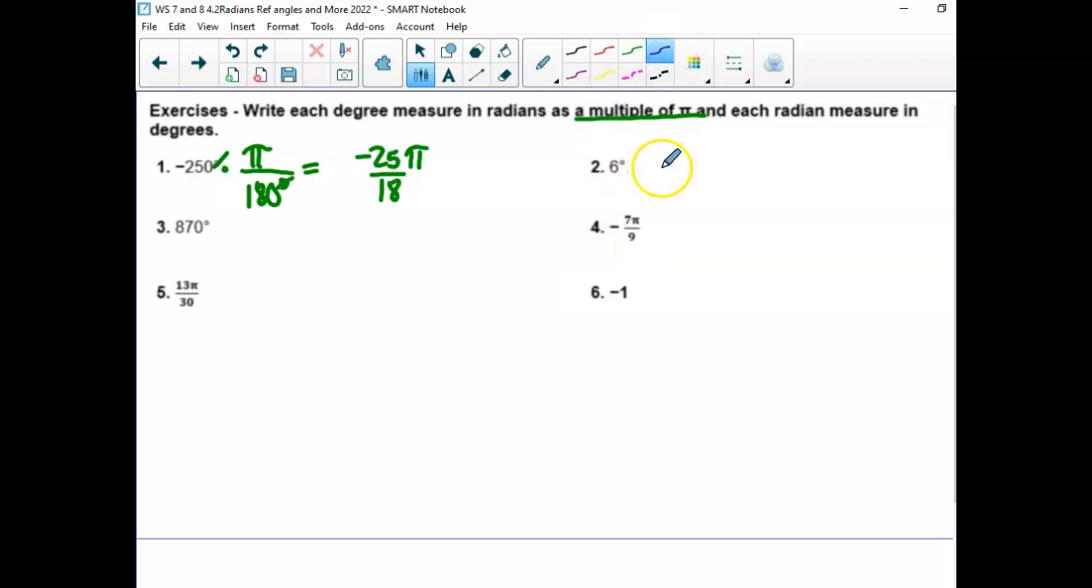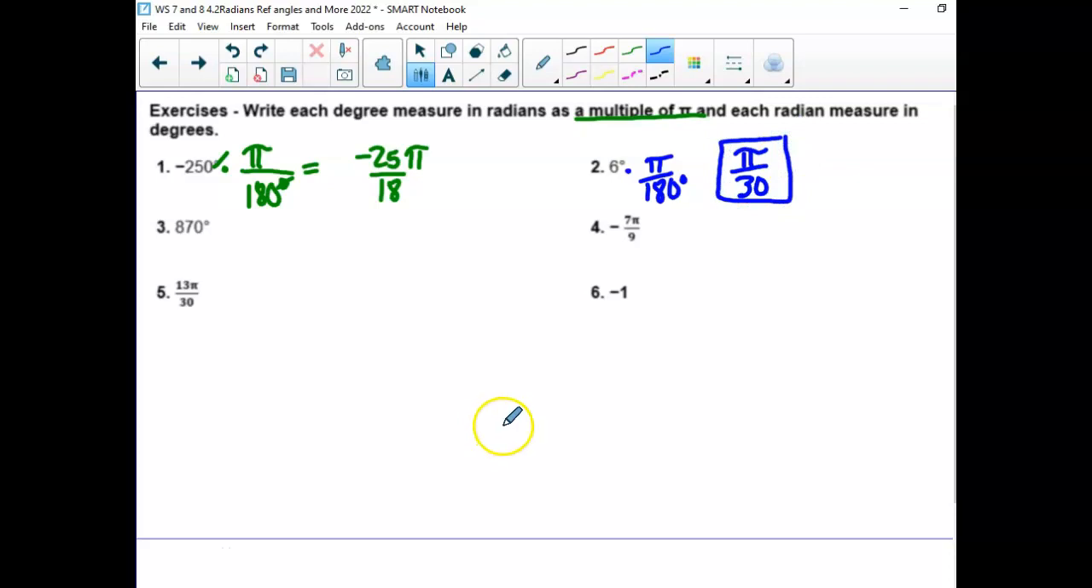You want me to do 2 or 3? Nobody cares? I'll do 2 then. If you multiply by pi over 180 degrees here, 6 goes into 180 30 times, I think, so you just get pi over 30.